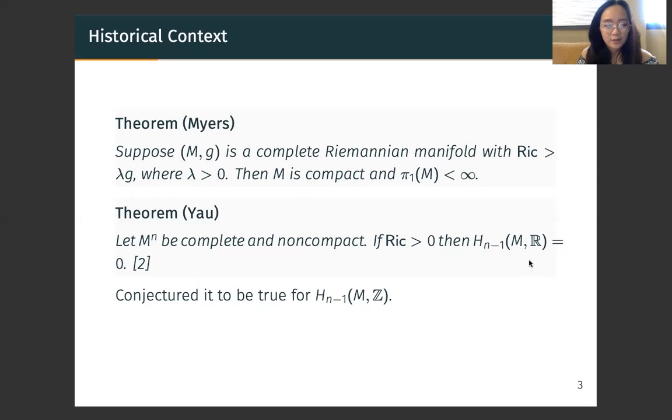And then we have this theorem by Yau, which says if M is complete non-compact and if Ricci is positive, then the n-1 real homology is 0. And he conjectured that the n-1 integer homology should be 0 as well, which we saw was Shen-Sormani's theorem.